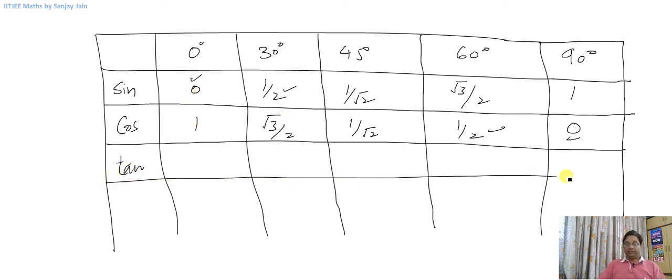Tan 0 was 0 because sine was 0, tan 30 was 1 by root 3, tan 45 was 1, and tan 60 was root 3, and tan 90 is not defined, or in some of the books you will write infinity.